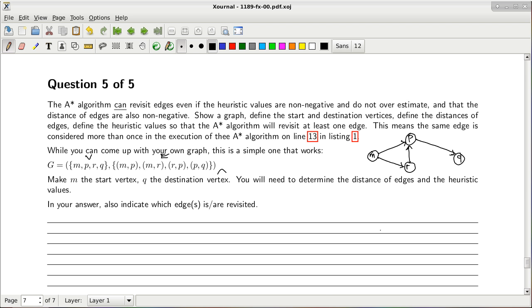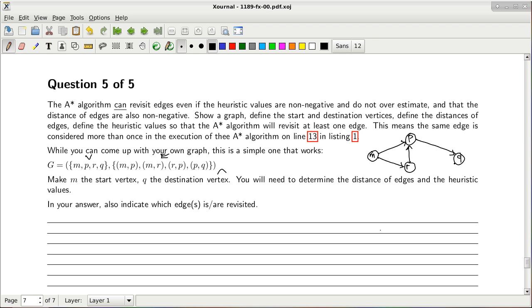But the G value is going to be greater than at least one of the F values, so that will force us to go back and revisit one of the edges, and that will lead to P again, and then P, because this time it has a lower value, it'll be put into the set again and be revisited, and as a result the edge PQ is going to be expanded again in the algorithm.